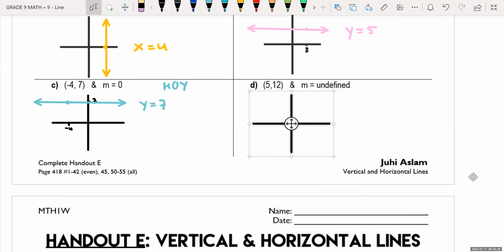Undefined reminds me of the letters VUX. So U stands for undefined. This is going to be a vertical line. Let's sketch out where it's going to be. This is the number 5. And I'm going to say this is the number 12 right here. And it's a vertical line. So it's going to actually be going through that number 5.